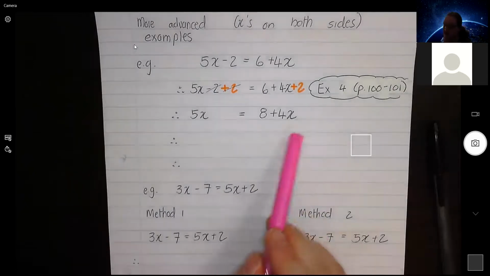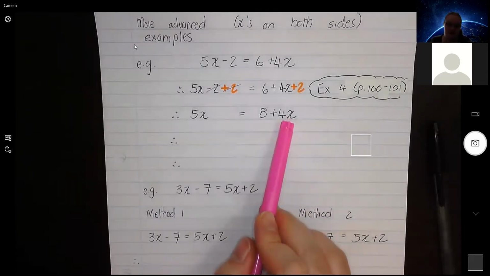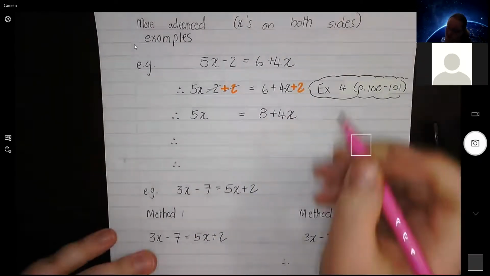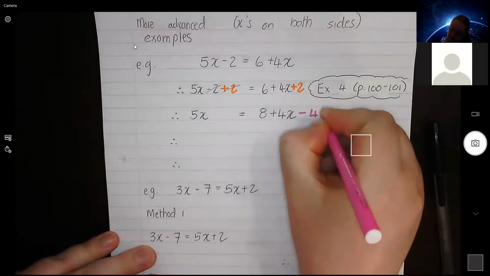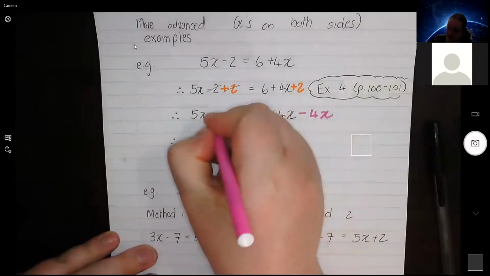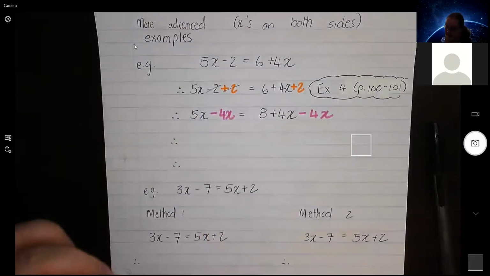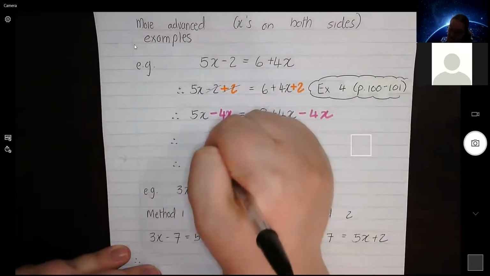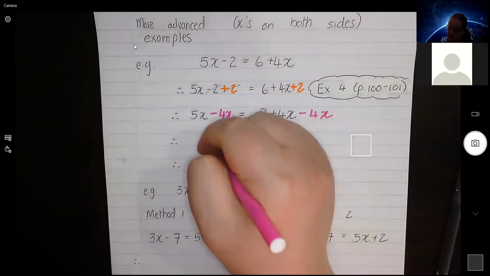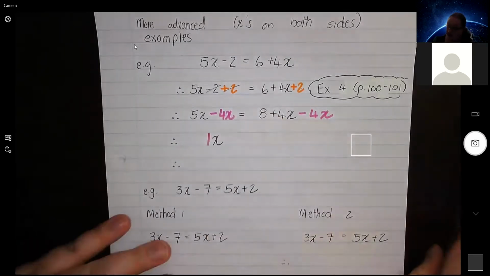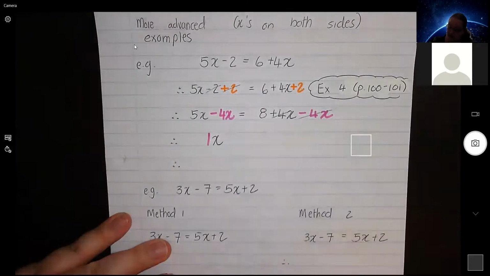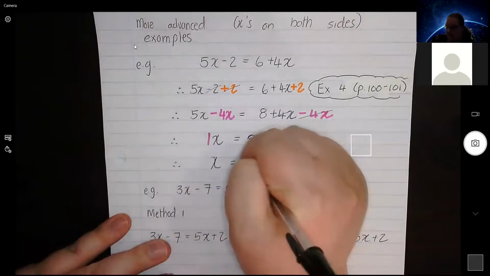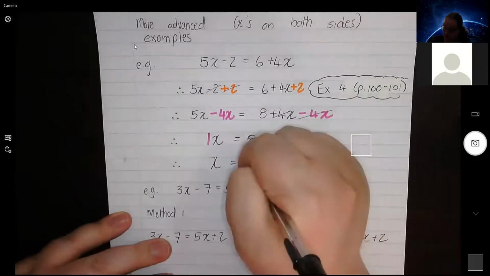But now we don't want this x on the right side. We want all the x's on this side and all the numbers on this side. So we want to get rid of this 4x. So we're going to subtract 4x, but what I do on one side, I must do on the other. 5x minus 4x is equal to 1x, and it's okay if you write the 1, you don't have to, but you can. And plus 4x minus 4x cancel out, so 1x is equal to 8, so x is equal to 8. Any questions about that?